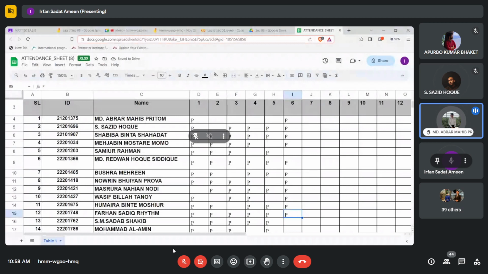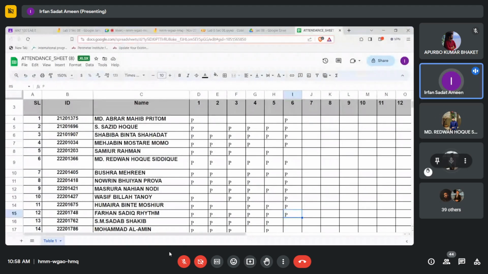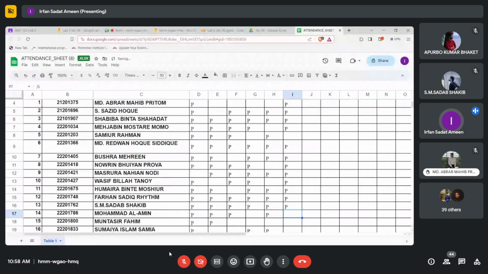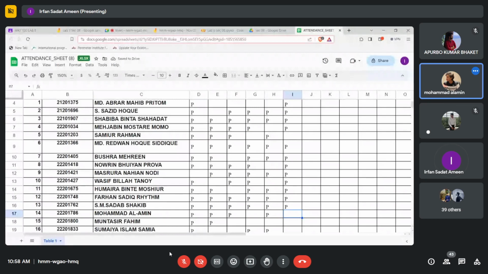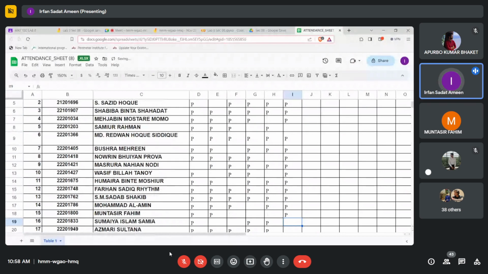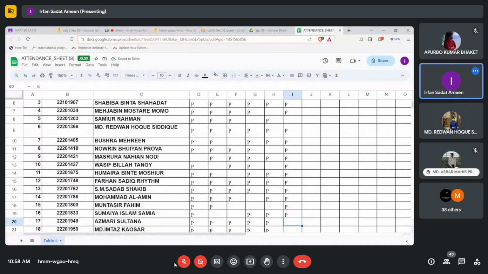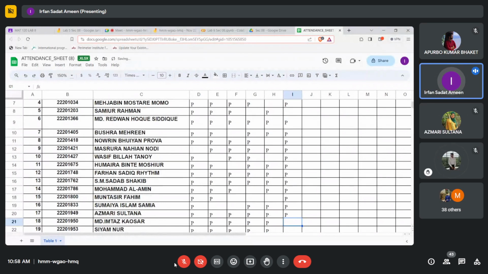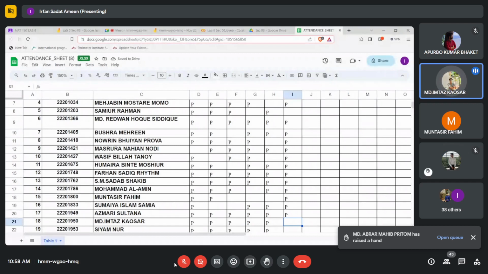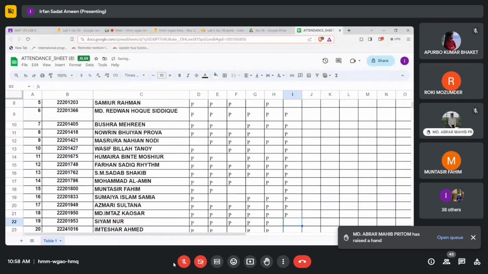স্যার আমার লাস্ট দিনেরটা এমন হয়েছে স্যার। তাহলে অ্যাটলিস্ট আমাকে ইমেইল করা উচিত ছিল, বাট ইউ হ্যাভেন্ট ডান দ্যাট। ওকে। শাদাব সাকিব। Yes, sir. মোহাম্মদ আল আমিন। Yes, sir. মুদাসির ফাহিম। Present, sir. সুমাই ইসলাম। Present, sir. আজমারি সুলতানা। Yes, sir. ইমতাজ কাউসার। Present, sir. সিয়াম নূর। Sir, I am present, sir.